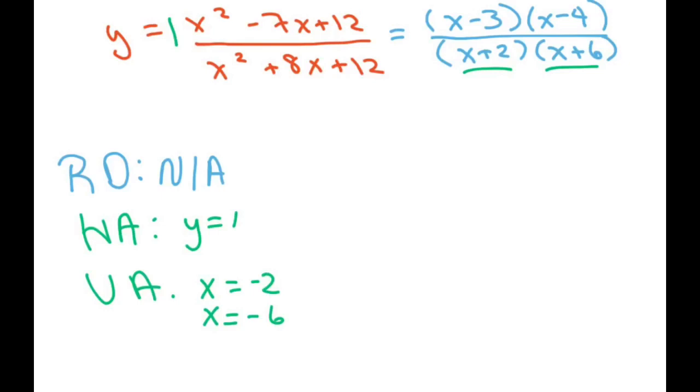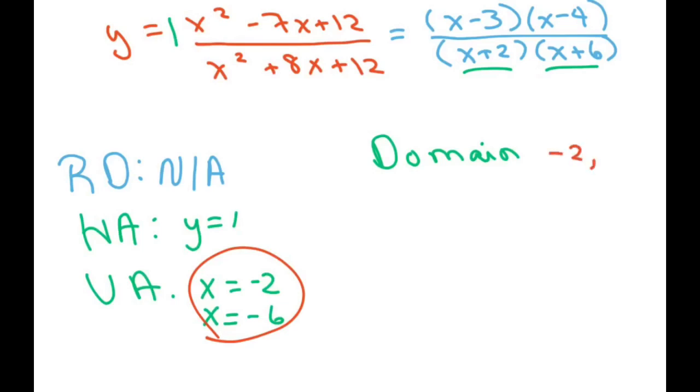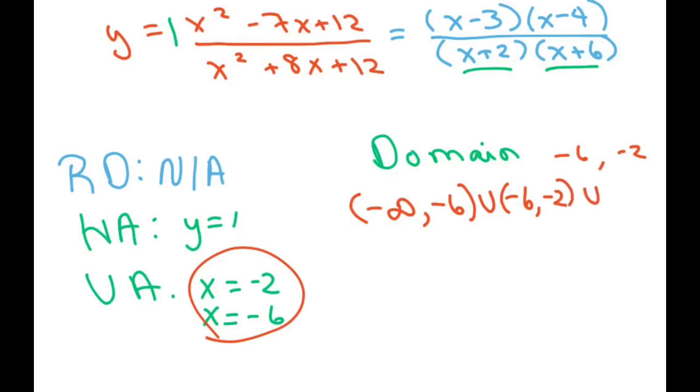Therefore, your domain is your x part, and here we have -2, -6. That means it can't be that, so we don't want -2 or -6. I'm going to write it in ascending order, so -6 and then -2. So you're going to go -infinity to -6, or -6, comma -2, or -2 to infinity.